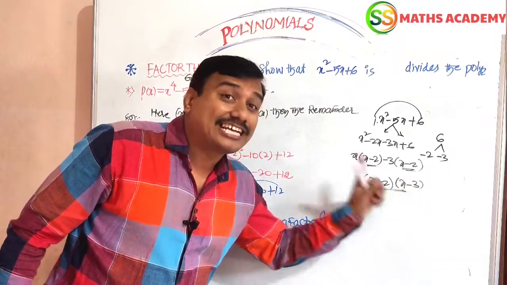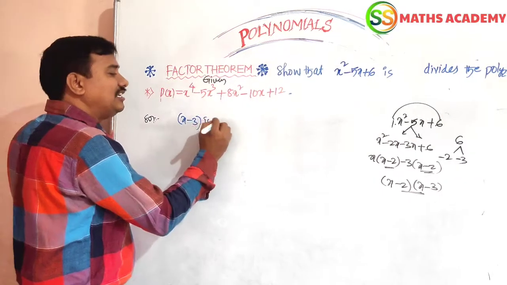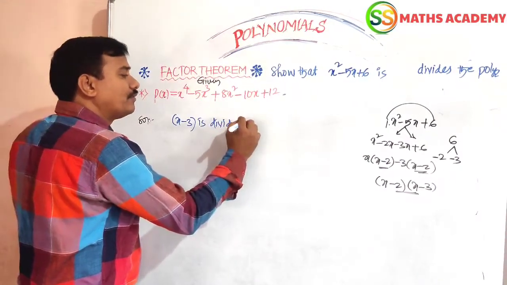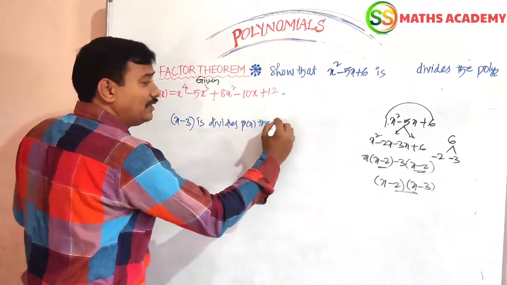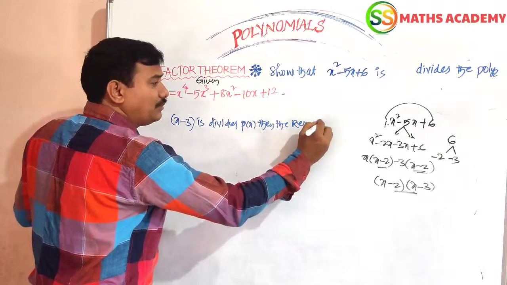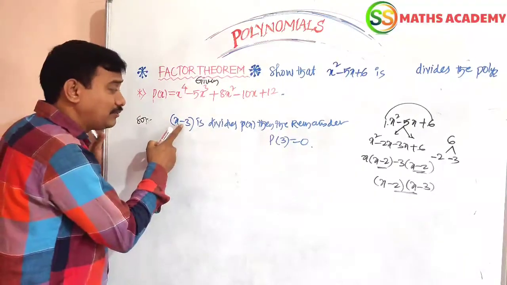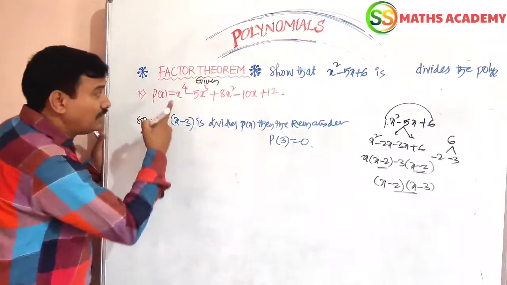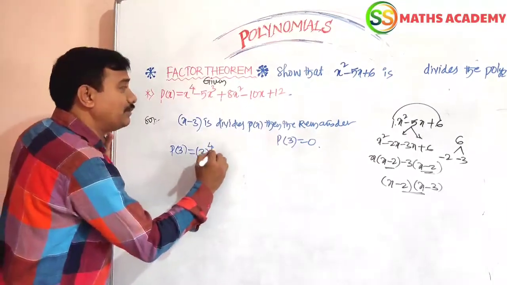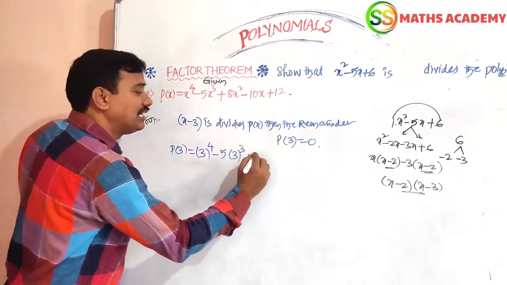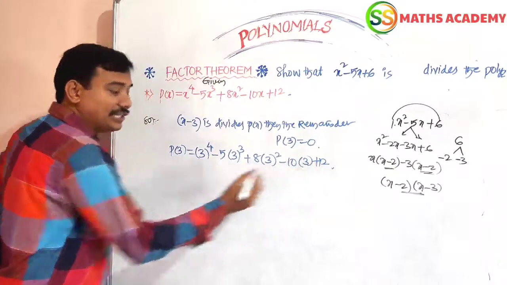One more factor is there, x minus 3. Let us see. Now, for the other factor, if x minus 3 divides p of x, then by the factor theorem the remainder, that is p of 3, equals 0. Compulsorily, in the place of x equals 3, the remainder should be 0. In the place of x, I am going to substitute 3. We should get remainder 0. Now I am going to check it, friends. Let us see here. I am substituting x equals 3.